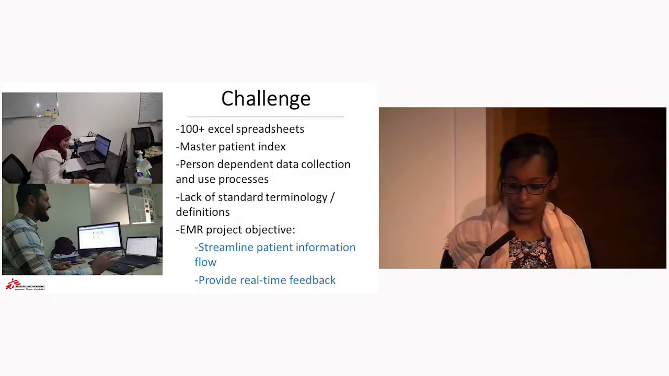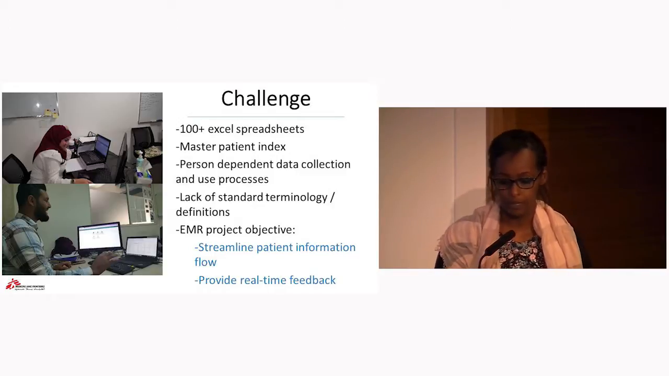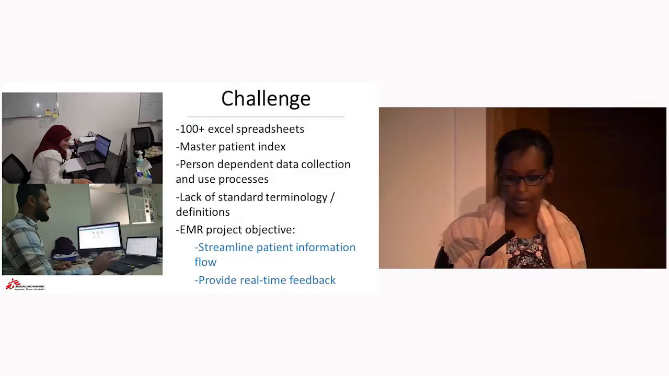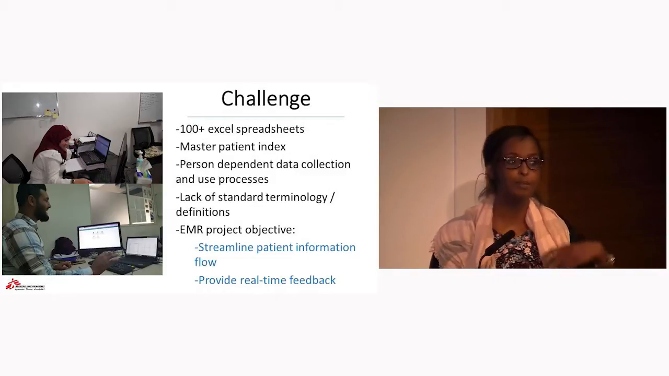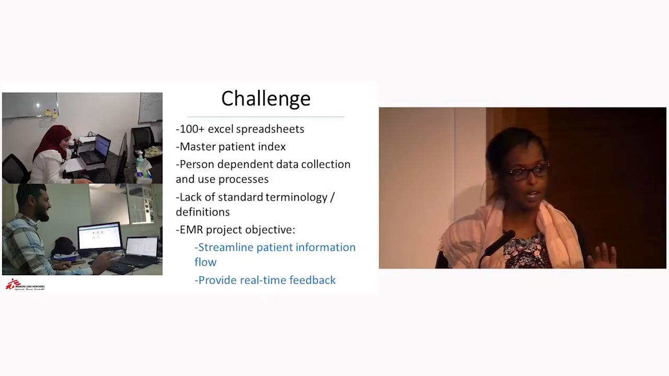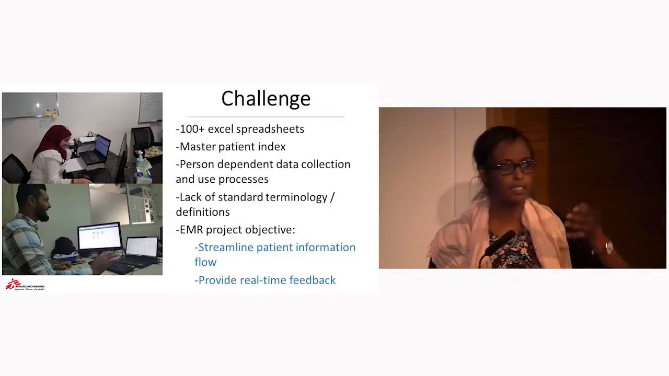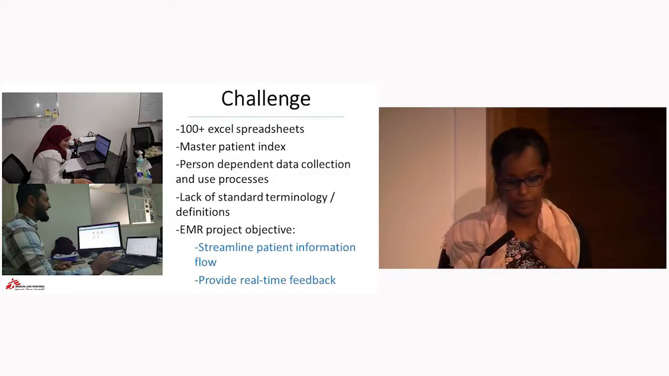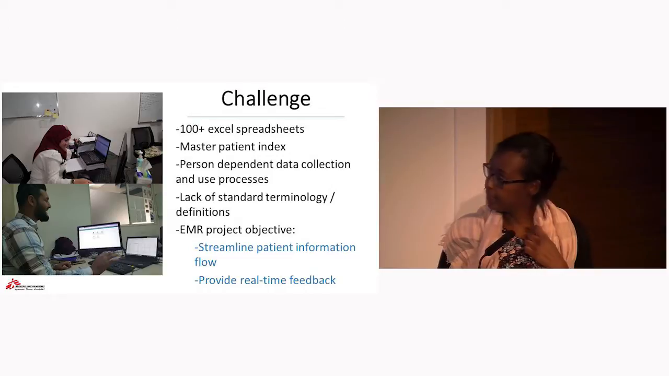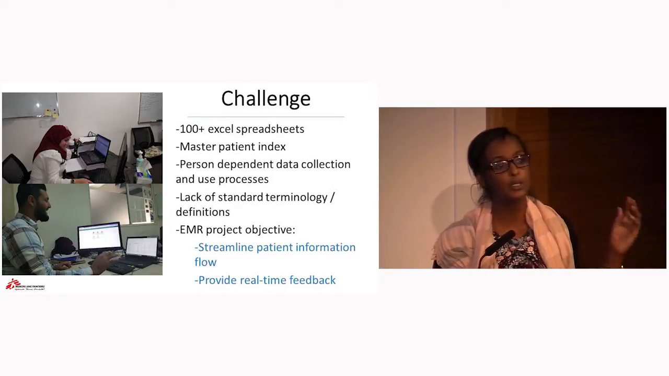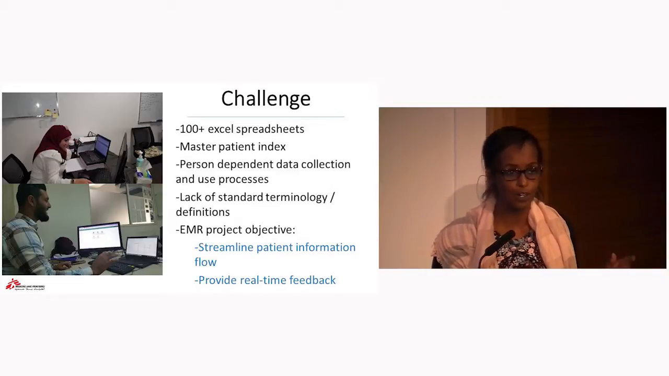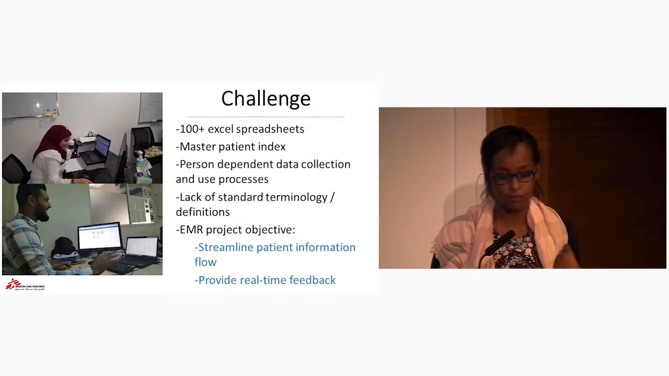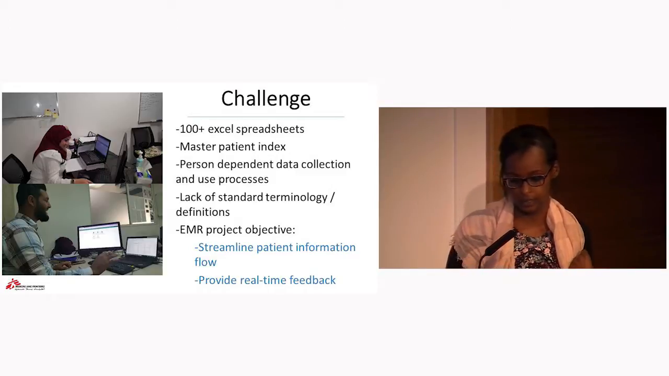Patients were also followed using three different sequential identifiers during their course of treatment in Amman. Additionally, a new sequential number would be assigned if the patient came back for a subsequent phase of treatment, meaning that if a patient comes to Amman a second or third time, they could be followed with 6 to 9 different identifiers, meaning also that we don't have a patient master index with a unique identifier to follow our patients. We had a lack of standard terminology and definitions. The diagnostic codes and procedures that were utilized by the hospital were also person-dependent. So the primary objective of this implementation was to streamline patient information flow and provide real-time feedback to the clinicians.